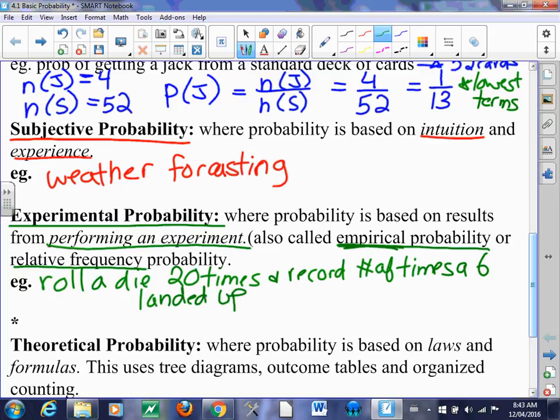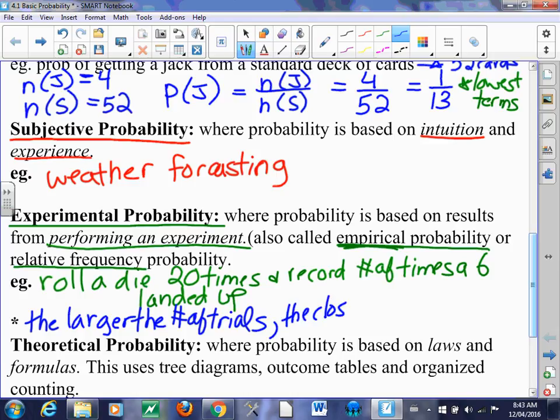Okay, all right. And folks, this is similar to when you did your survey. When you did your survey, you performed that, you found the results yourself. And hopefully you remember that the larger the number of trials, so in this case, the number of times you roll the die, or in your survey case, the more surveys you do, the closer your results will be to what we call the theoretical probability. And that's what we're going to deal with next. It's the most important one, and I'll tell you why in a second.